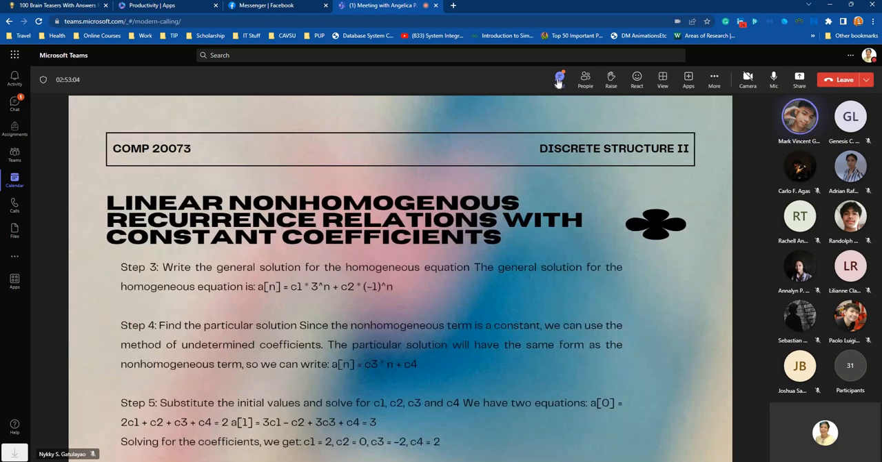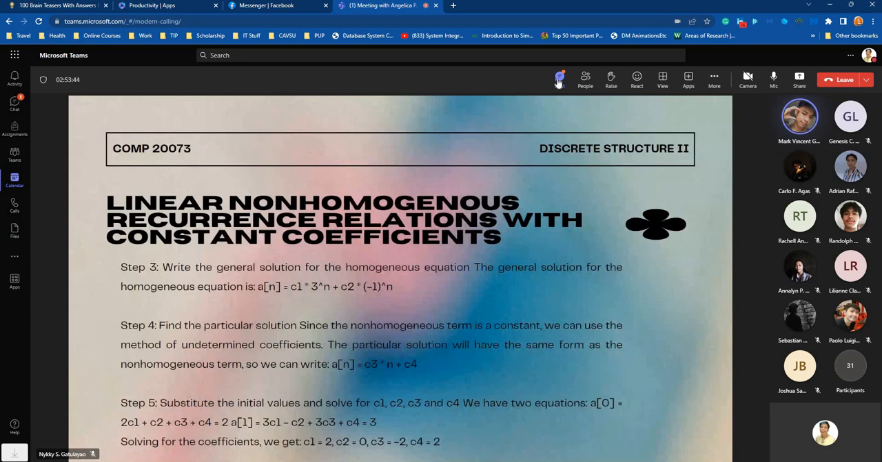Step 3. Write the general solution of the homogeneous equation. The general solution for the homogeneous equation is a sub n equals C1 times 3 to the n plus C2 times negative 1 raised to n. Step 4. Find the particular solution. Since the non-homogeneous term is a constant, we can use the method of undetermined coefficients. The particular solution will have the same form as the non-homogeneous term. So we can write a sub n equals C3 times n plus C4.